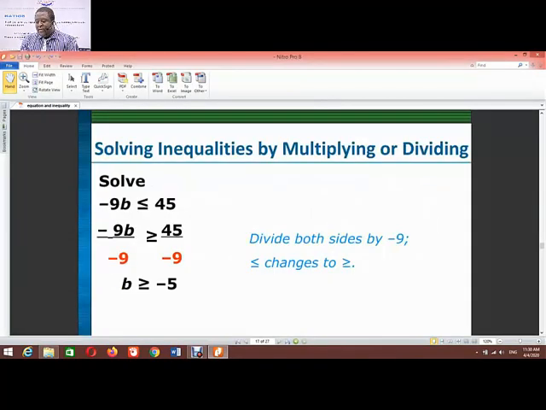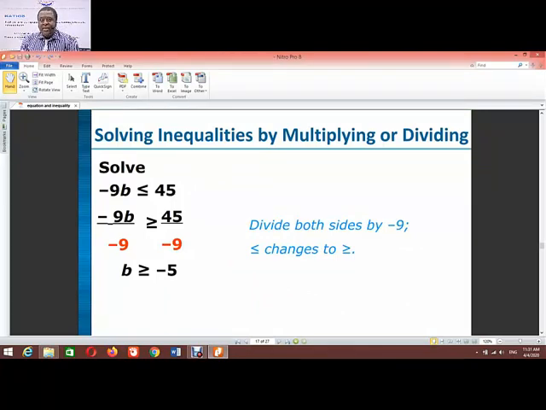Now let's use this example to illustrate it. We have to solve minus 9b is less or equal to 45. Here we divide by minus 9 on both sides. You see that here we are dividing by a negative number. So definitely the sign less or equal to becomes greater or equal to. And the answer becomes b is greater or equal to minus 5.